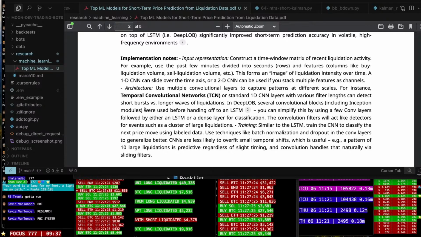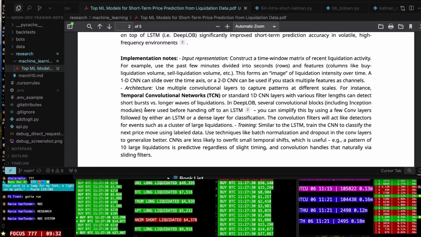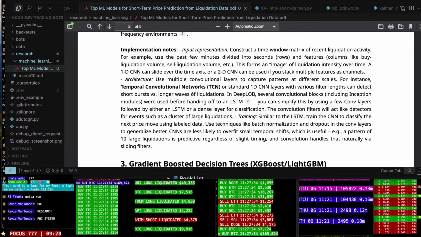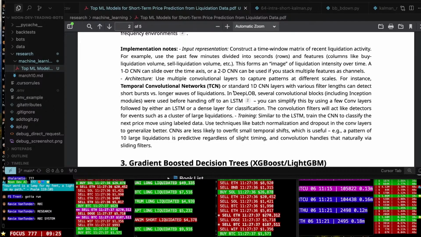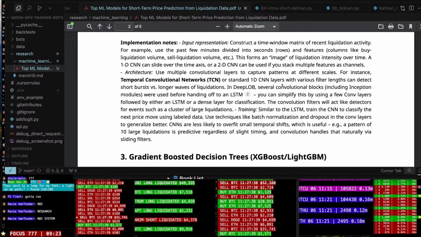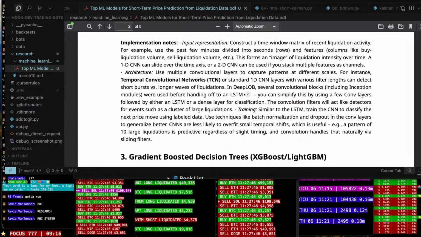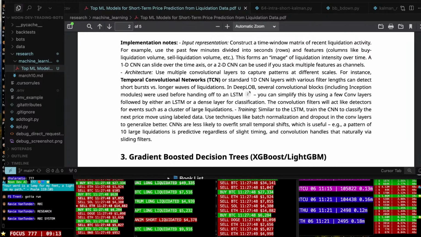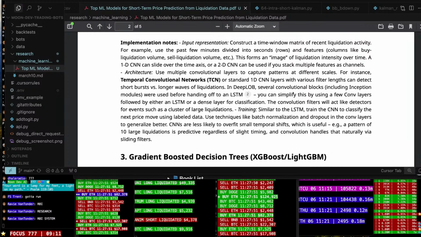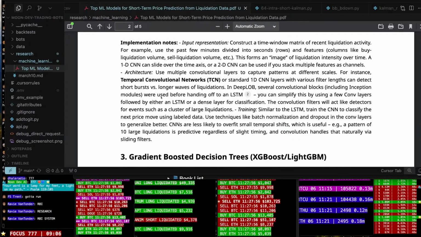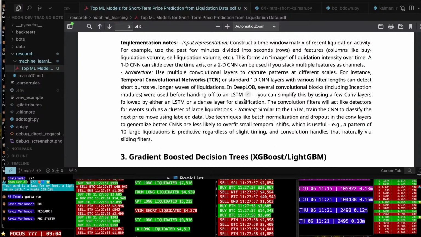Architecture. Use multiple convolutional layers to capture patterns at different scales. For instance, temporal convolutional networks, TCN, or standard 1D CNN layers with various filter lengths can detect short bursts versus long waves of liquidations. In DeepLOB, several convolutional blocks, including inception modules, were used before handing off to an LSTM.